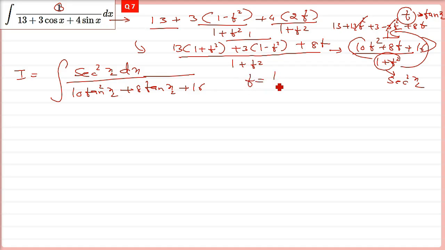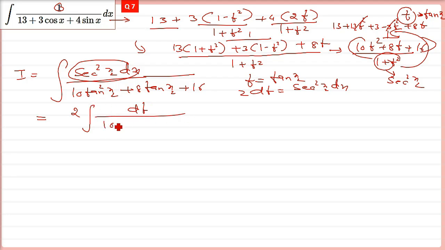Now let us take t equals tan x by 2, dt equals sec square x by 2 dx, half is already there because x by 2 has to be differentiated also. So 2 will go on the left. So this whole numerator can be written as 2 dt, 2 I am taking outside the integration sign, and this will be 10t square plus 8t plus 16.